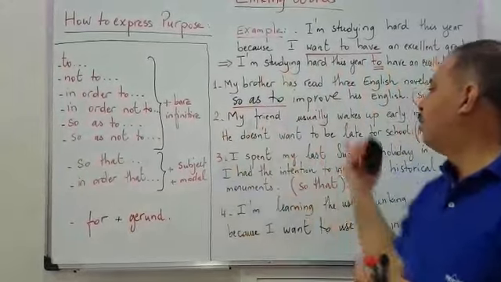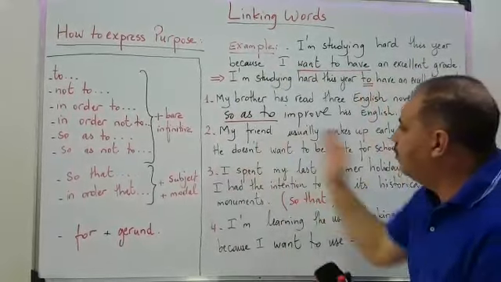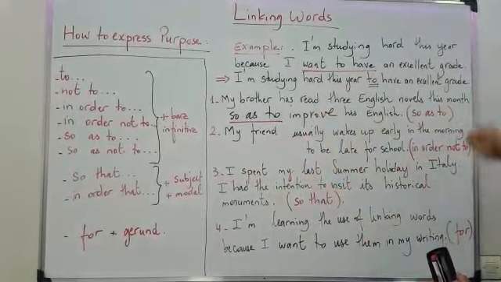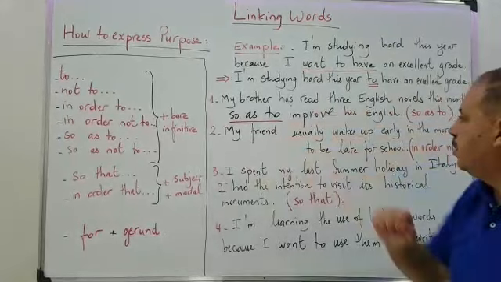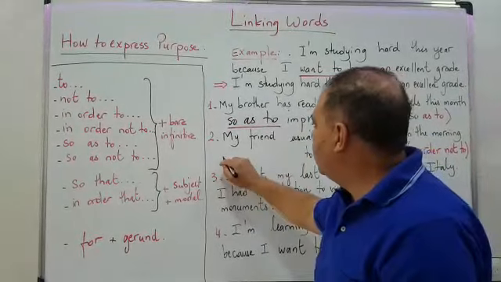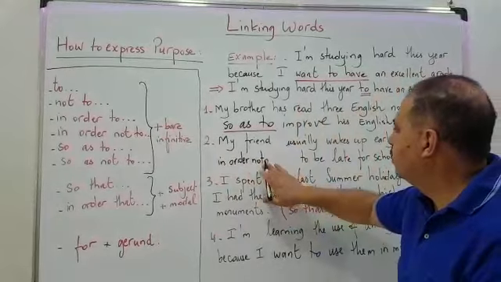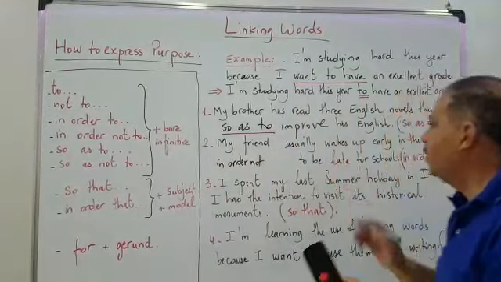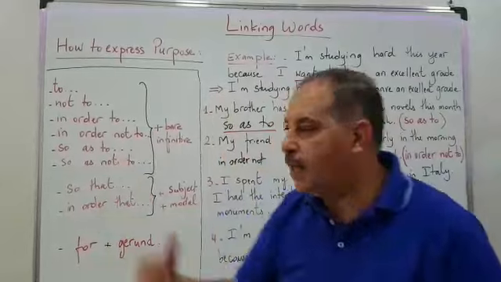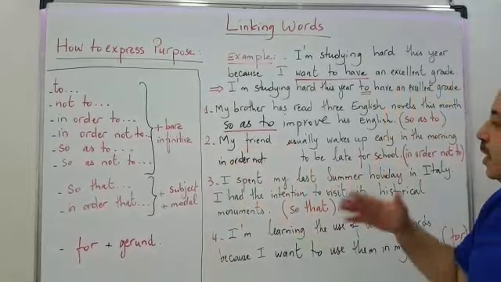We're not going to use this form, okay? Because if you want to use this linker, we should drop this, okay? He doesn't want, so it becomes. Sorry, we have to drop this full stop. Now my friend usually wakes up early in the morning, in order not to be late for school. So we got a sentence expressing purpose using the linker in order not to be late for school.